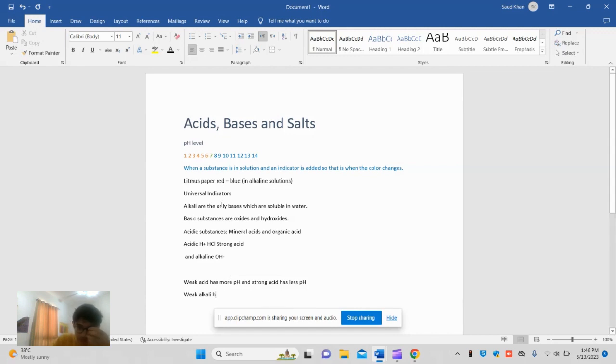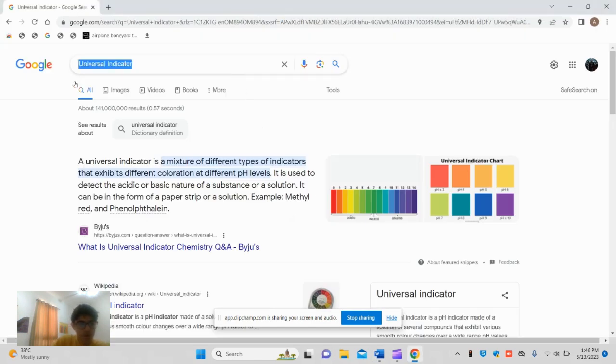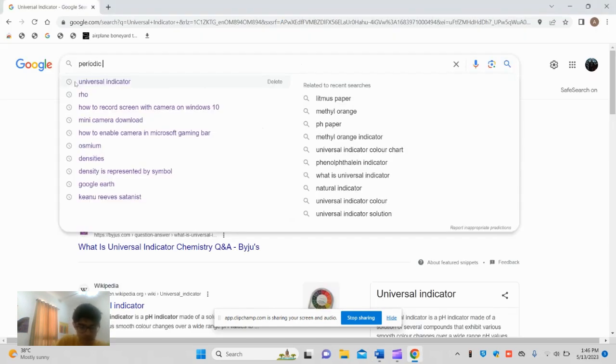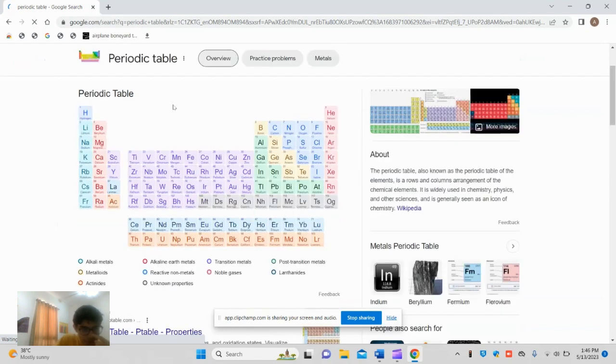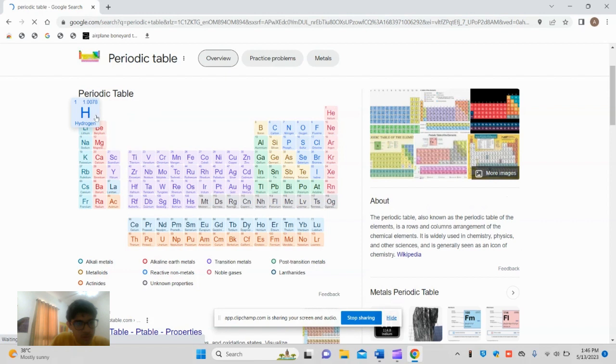water. Why do we take bases? Because alkalis are the only bases which are soluble in water. Remember that, guys. Basic substances are basically oxides and hydroxides, but for alkalis, the hydroxides, if you open the periodic table, you will find there are a lot of metals. You probably don't count hydrogen, but you count the metals here: metals in group one, and in group one only.